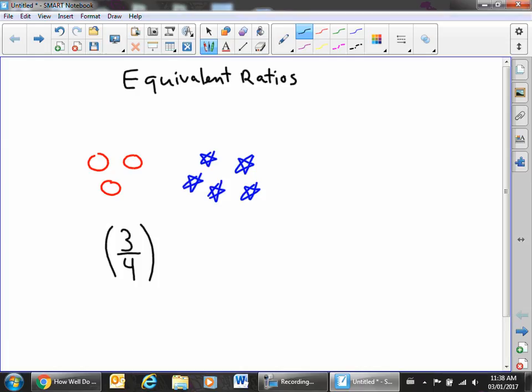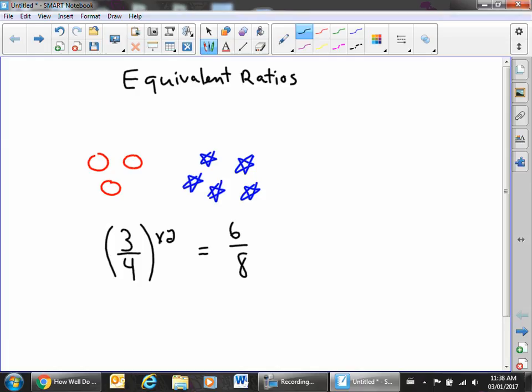So let's say I wanted to multiply this by 2. My new equivalent fraction would be, well, 2 times 3 is 6, and 2 times 4 is 8. So we can simply say that 6/8 is an equivalent fraction to 3/4. We do the exact same thing when we're finding equivalent ratios.